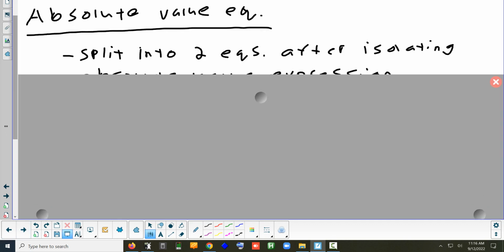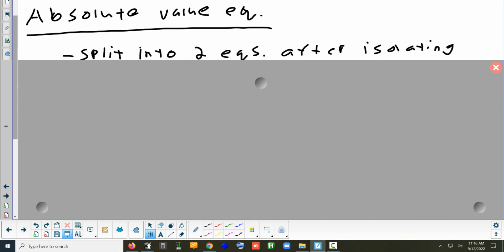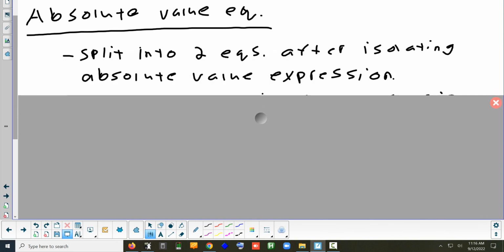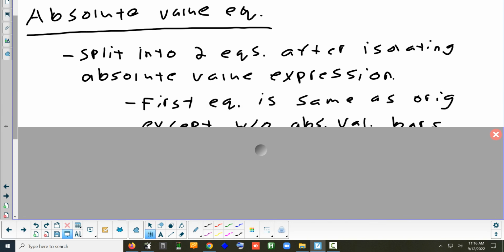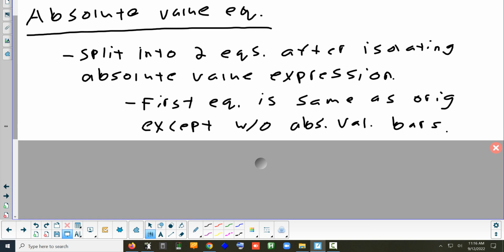All right, absolute value. So when we want to solve an absolute value equation, the goal here is you take it and split it into two problems. When we split it into two, the first problem is exactly the same as the original problem we had, except we take away the absolute value bars. So if you think about a simple one, the absolute value of x plus 2 equals 5.